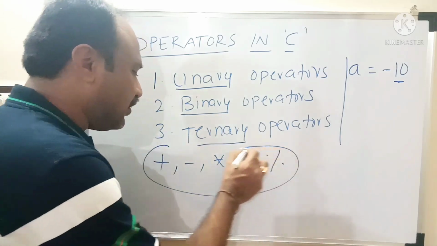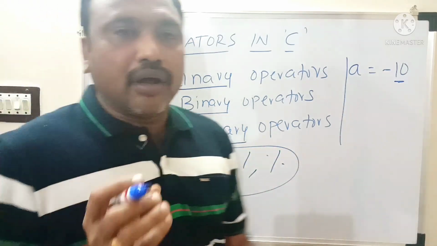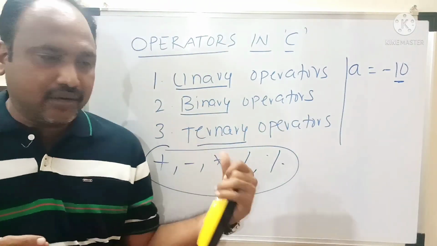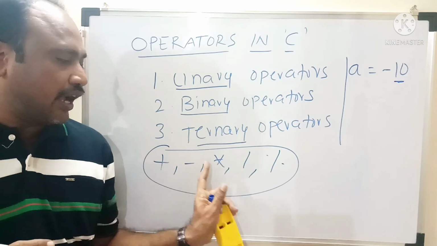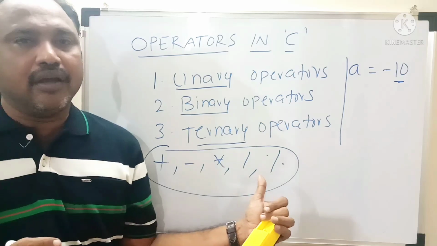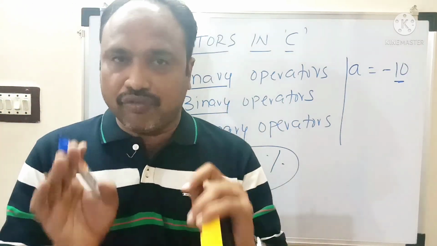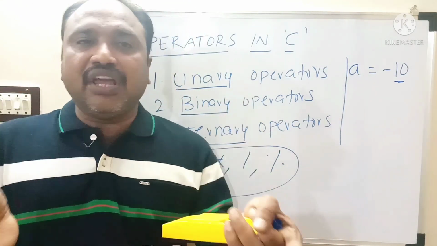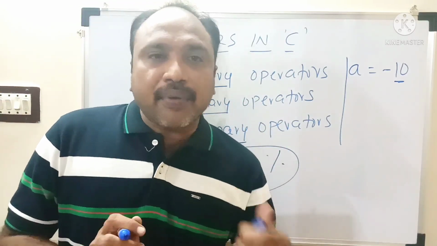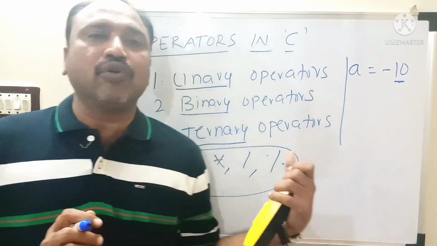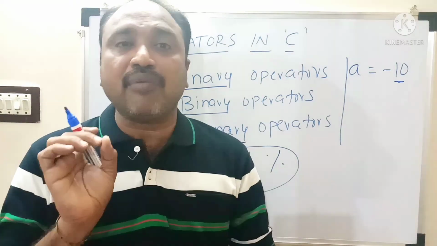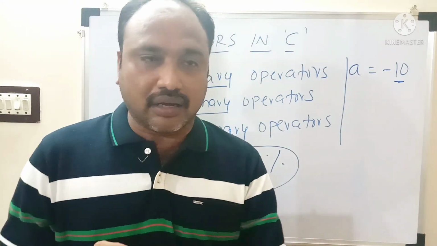What is the purpose of all these symbols? After taking data, on the data I have to perform addition, subtraction, multiplication, and division. Mod is also used to perform division only. After taking data, if we have to perform operations on the data, we are going to use operators. Operators are mainly used to perform operations on the data.